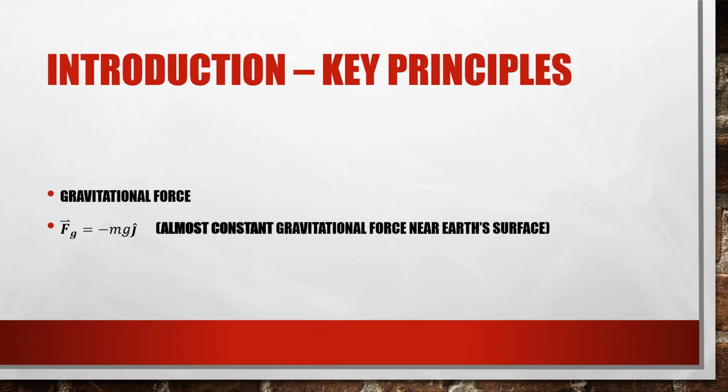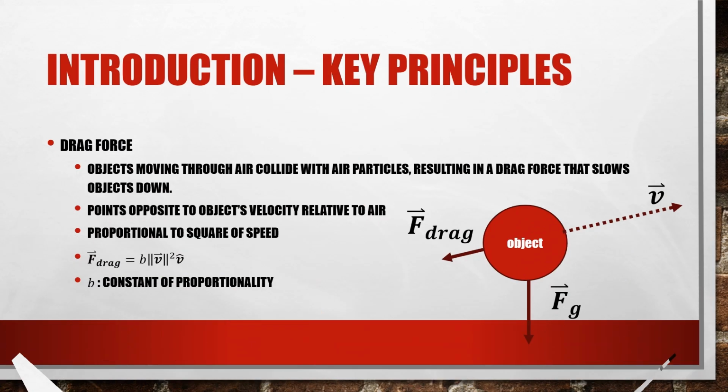The force of gravity is given by minus mg in the y direction and can be assumed to be constant near the Earth's surface. Here, m is the mass of the object and g is the acceleration due to gravity. We will also be looking at the drag force. As objects move through the air, they collide with air particles, resulting in a drag force that slows them down. The drag force points opposite to the object's velocity and is proportional to the square of the speed. In the equation listed at the bottom, b is the constant of proportionality.